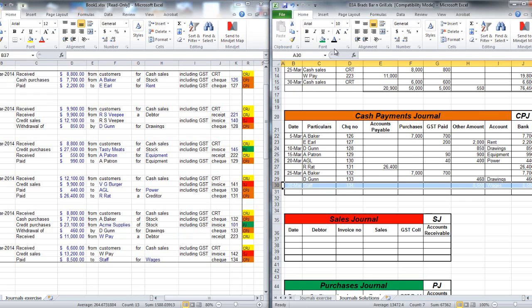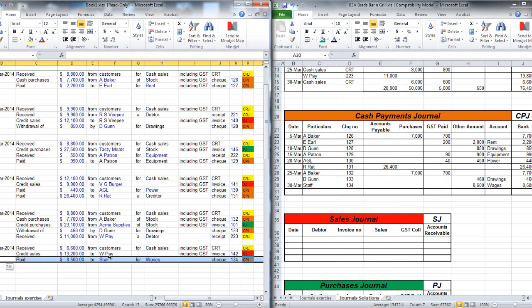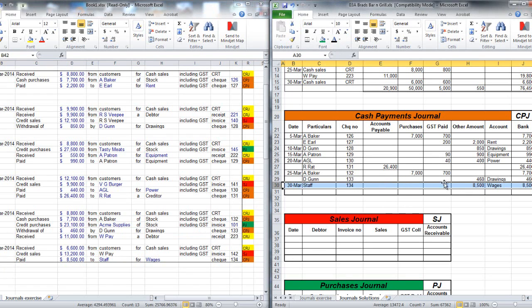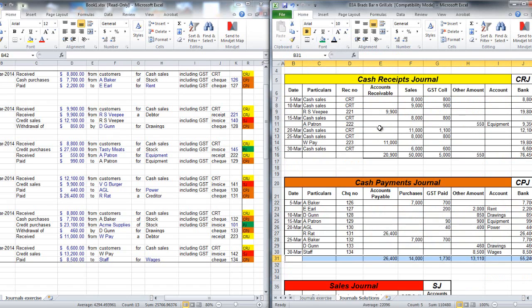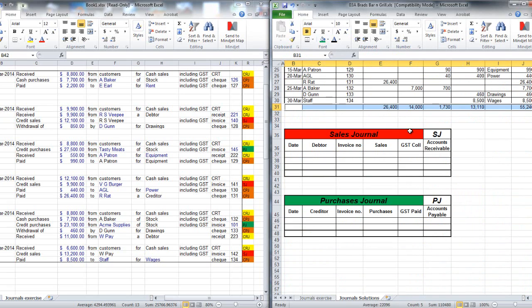And then the last one is staff wages, which is just down there. And the wages do not track GST either. So it's just a matter of the date, where it went to, the staff, check number, the total amount, wages, and how much came out of the bank account. And then we total that up once it's all done. Like magic. Okay, so they're the first two, they're the biggest ones, and now we go to the next two.